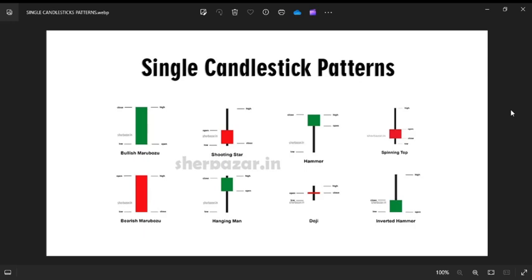In our previous lesson, we've learned about the type of candlesticks we have on the forex market and the psychology behind it. We've learned about the bullish candlesticks and then the bearish candlesticks. In this video, we are going to learn about the types of bullish candlesticks and then the types of bearish candlesticks.